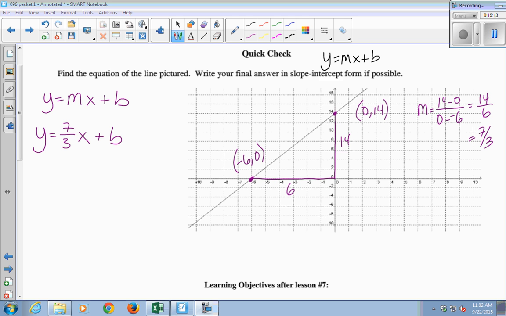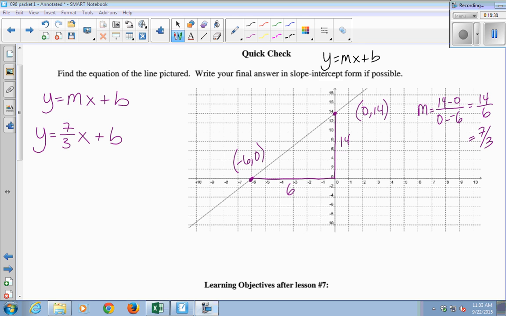Just made one substitution, replacing the m with 7/3. And if you left it as 14 over 6, don't worry about it if you didn't reduce it, because they are the exact same value. All right, now b represents the y-intercept. Can you tell the y-intercept just by looking at the line? What is it? 14. The y-intercept is the place where it crosses the y-axis.